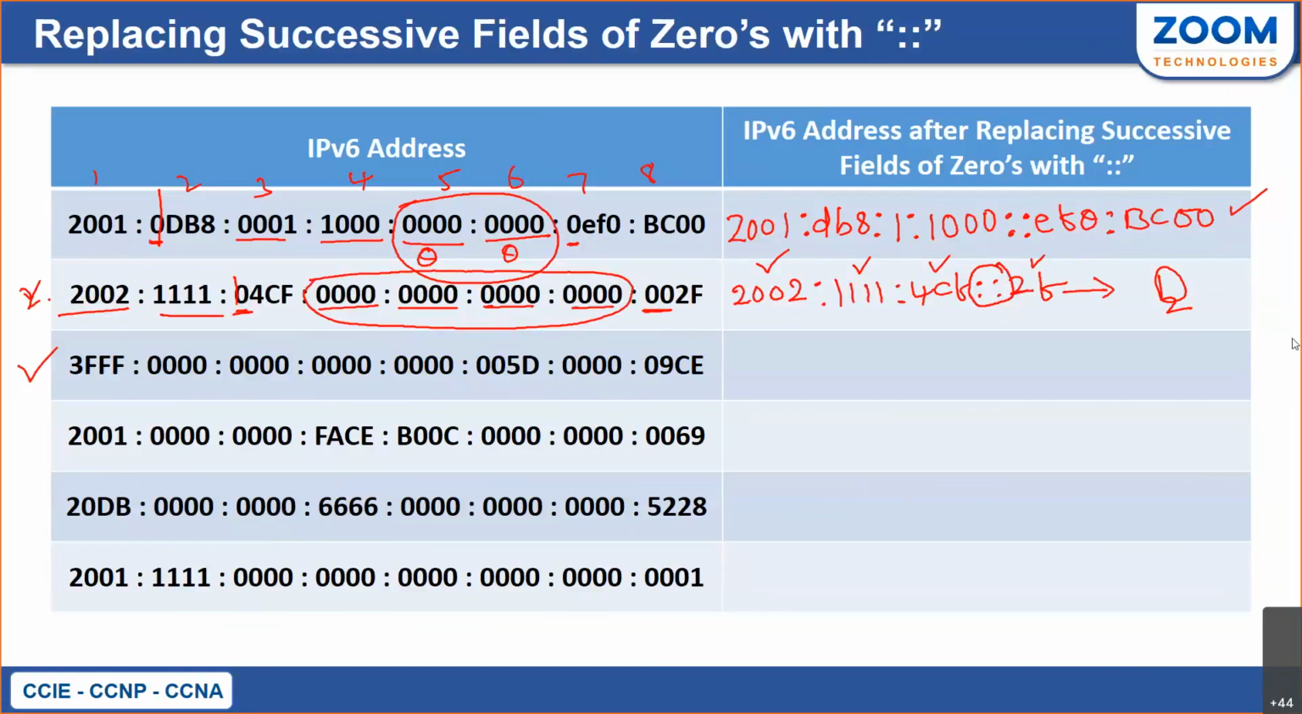Yes, Maya. You use the double colon two times. It's wrong again. Only once in an address. And Muhammad Abdel Rahman, again your mistake is four colons. Don't use the four colons. Multiple fields of zeros are represented by the double colon only.